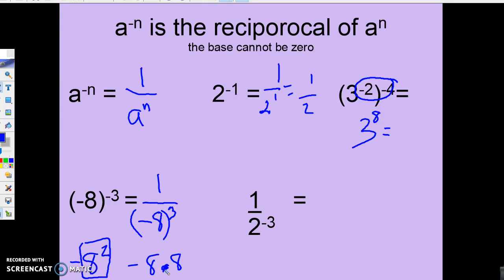Now, if my negative is on the bottom, I still reciprocate. Reciprocate just means if it's on the bottom, move to the top. If it's on the top, move to the bottom. So because my negative is on the bottom and I reciprocate that, that means my base of 2 moves to the top and that 3 becomes positive, and then I would reciprocate putting that 1 on the bottom. Now, we all know that you don't ever need a 1 on the bottom if it's by itself, so my answer is just 2 to the 3rd power.